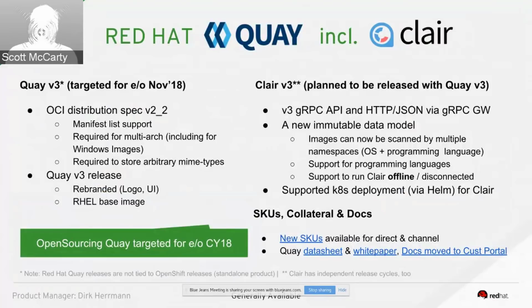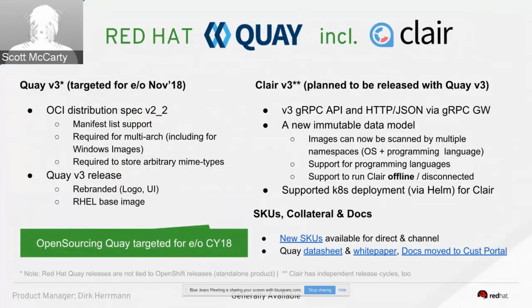So now it's really nice because you can have a single enterprise registry server, whether you have ARM images and Windows images and Linux x86 images, you're good to go. Also a little bit of rebranding, and then also moving Quay to a RHEL-based image, which is kind of nice. So now we have a single supply chain for running it as a container image.